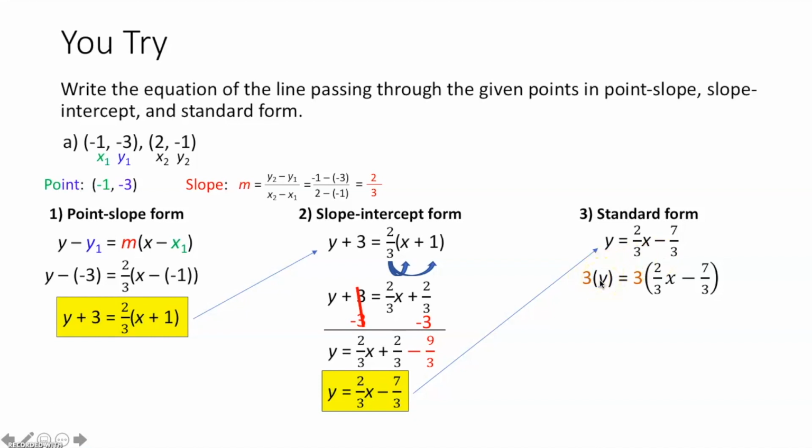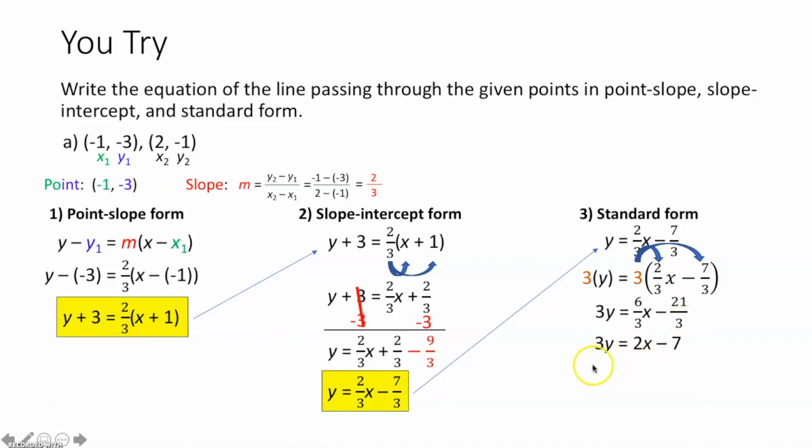So 3 times y gives me 3y. Now over here, I'm going to distribute this 3 to the 2/3 x and to the negative 7/3. Now, 3 is the same thing as 3 over 1. So when I multiply 3 over 1 times 2/3, I multiply the numerators together and denominators together. So 3 times 2 gives you 6. 1 times 3 gives you 3. Over here, 3 over 1 times 7 over 3. I multiply the numerators together, denominators together, and I get 21 over 3. Now I can simplify. What's 6 divided by 3? That's 2. What's 21 divided by 3? That's 7. Now I have successfully gotten rid of all the fractions.